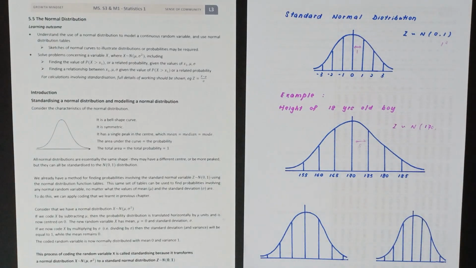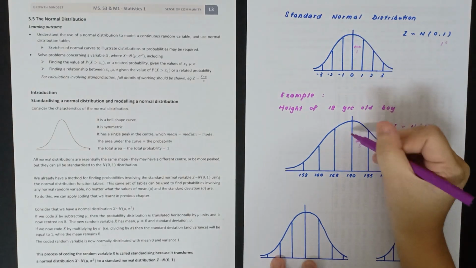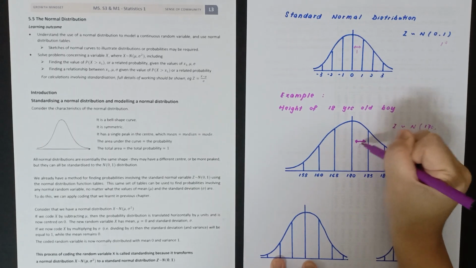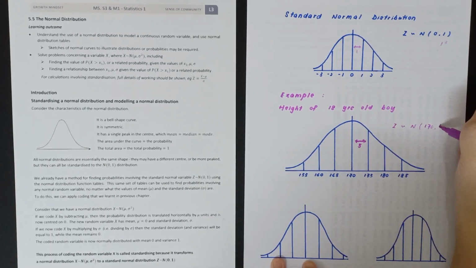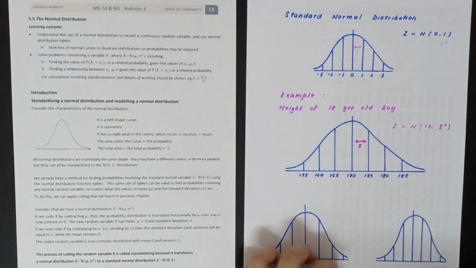So how do we find the variance? Basically we will use 5 and then you will square it, correct? Then this is how you get to your answer.